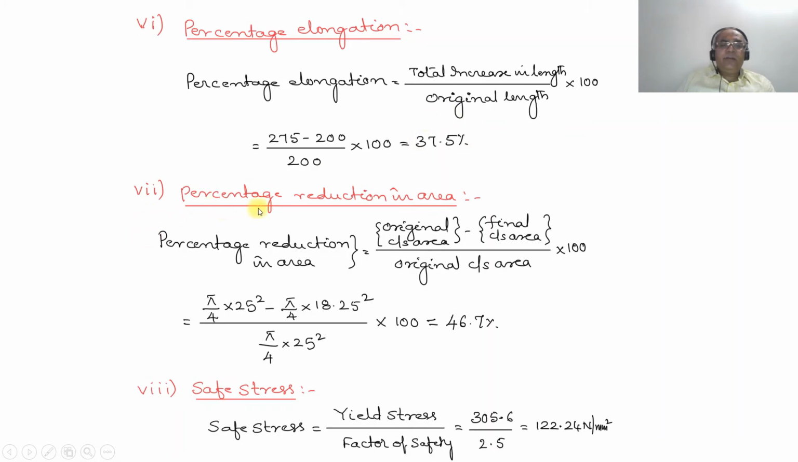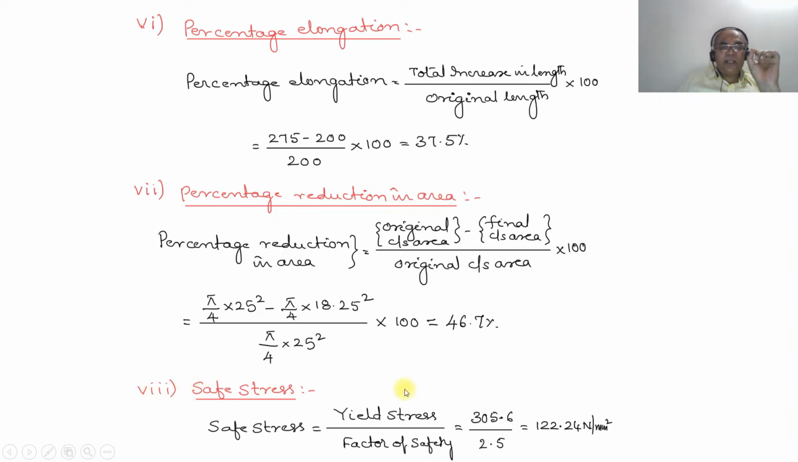Then we have the percentage reduction in area. What is the percentage reduction in area? It is the original cross-sectional area minus the final cross-sectional area, divided by the original cross-sectional area into 100. The original diameter is 25 and the neck diameter is 18.25. Therefore, pi by 4 into 25 square minus pi by 4 into 18.25 square, the entire thing divided by the original cross-sectional area, pi by 4 into 25 square, into 100. On simplification, you are going to get 46.7%.